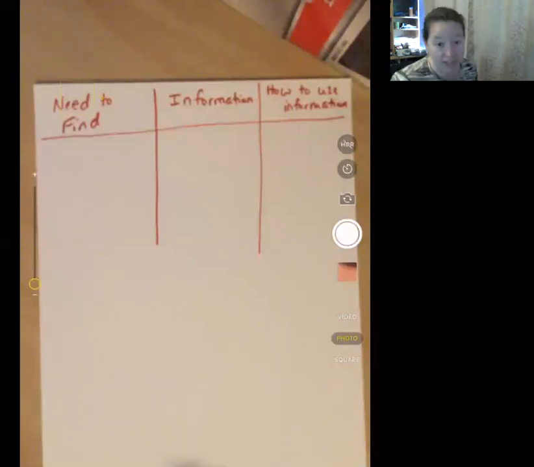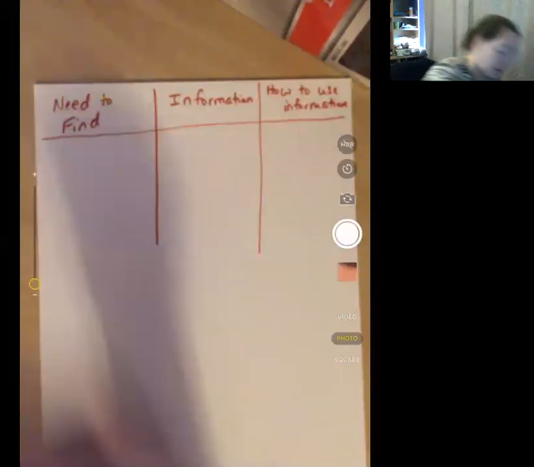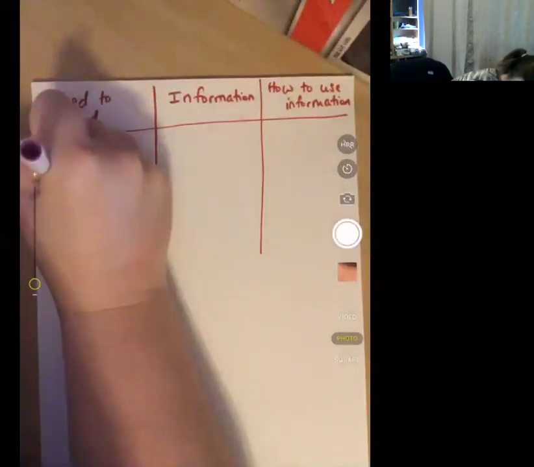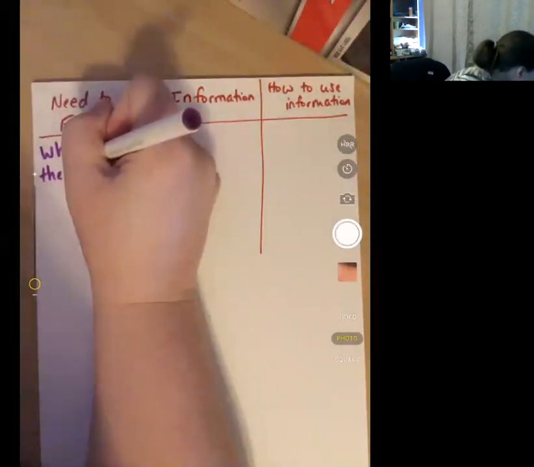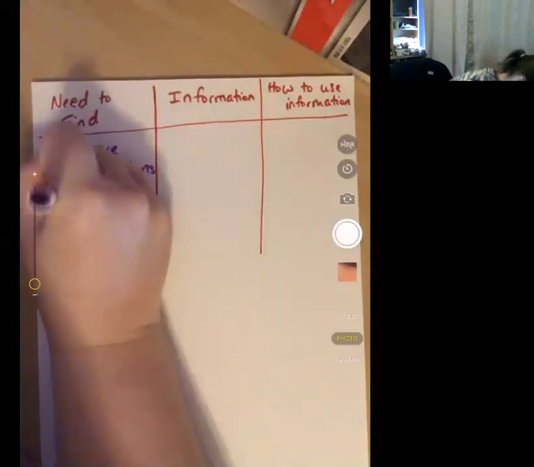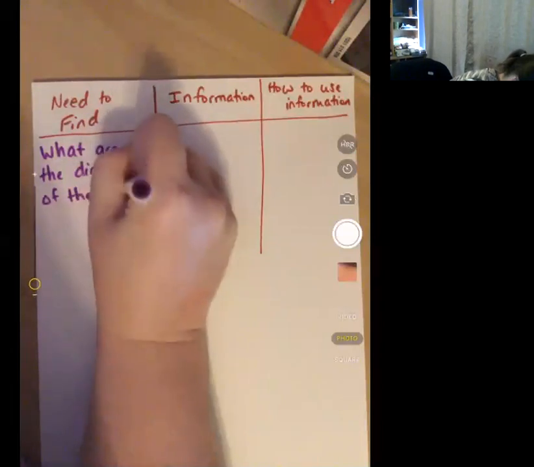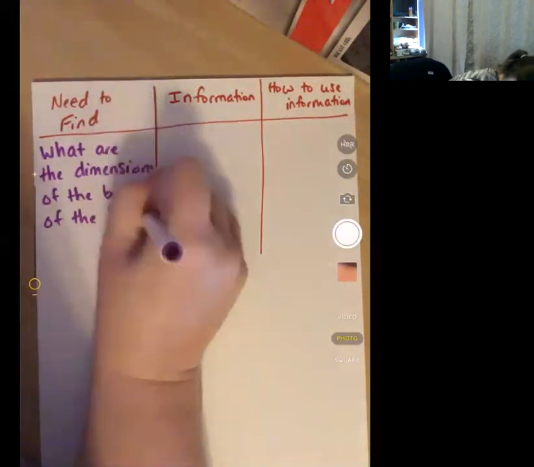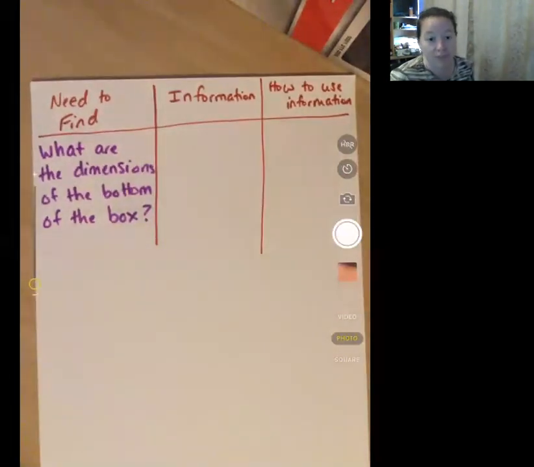What do I need to find? Now, I am going to write this as a question. You can change it to a statement if you want. What are the dimensions of the bottom of the box? What are the dimensions of the bottom of the box? The information that I am given, what information do I need to use?